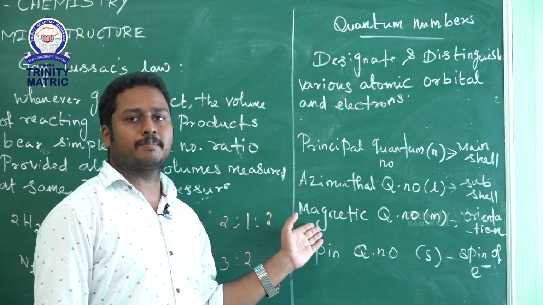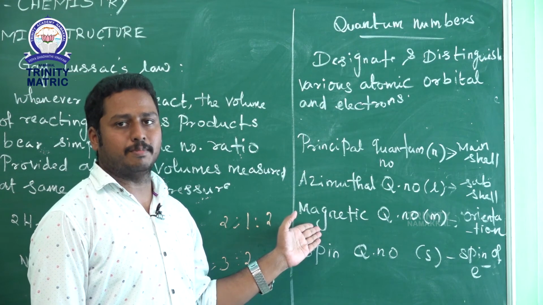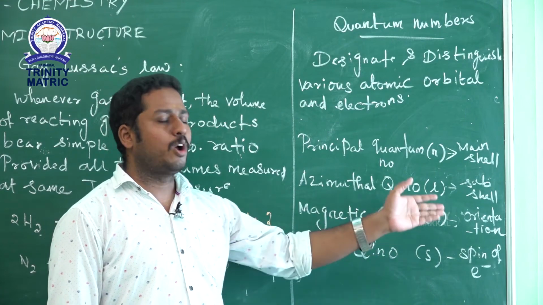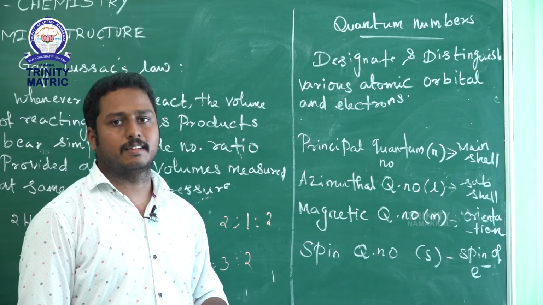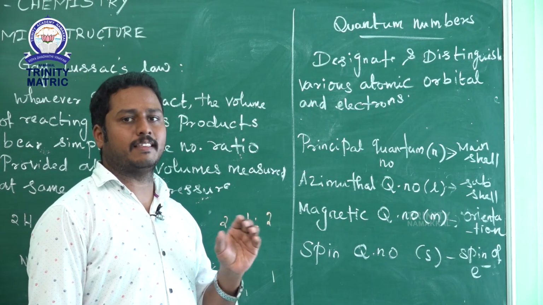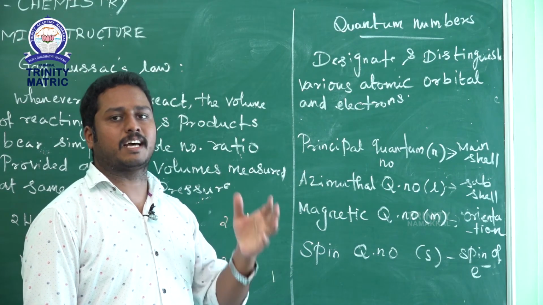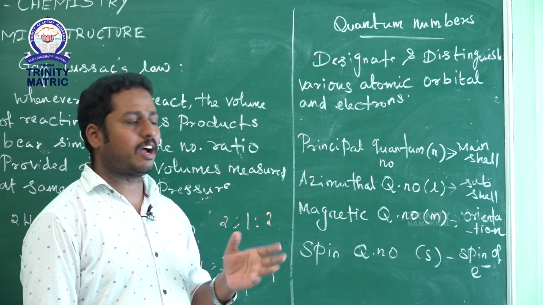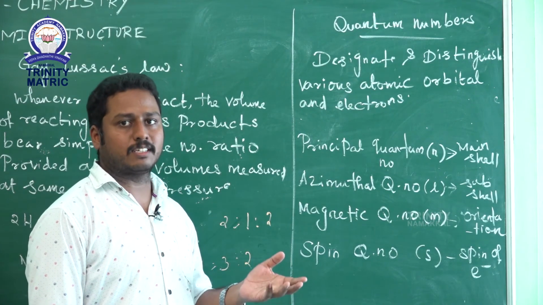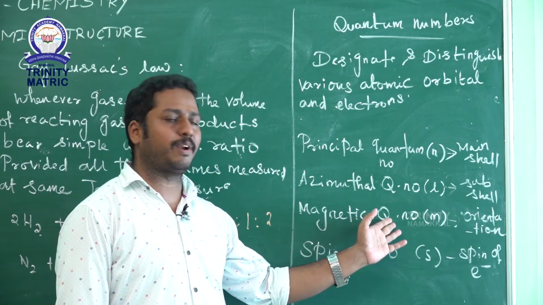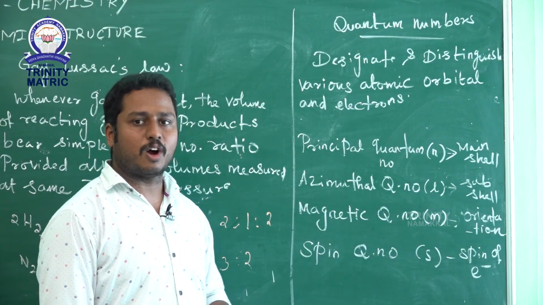The third is the magnetic quantum number. The magnetic quantum number describes the orientation of the orbitals, because orbitals are arranged in three dimensions. Orientation means how the orbital is arranged in space. So the magnetic quantum number explains the orientation of the orbitals.